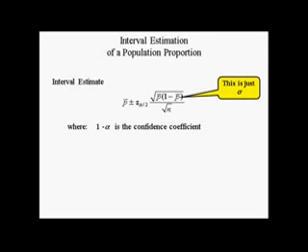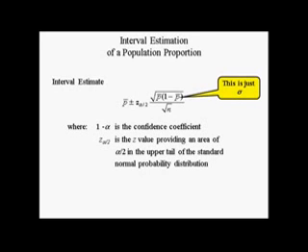1 minus alpha is the confidence coefficient. Z alpha divided by 2 is the z value providing an area of alpha divided by 2 in the upper tail of the standard normal probability distribution. P bar is the sample proportion, which is known as the point estimator of the population proportion.